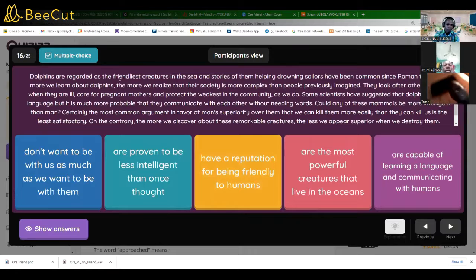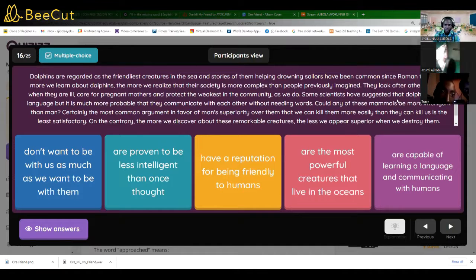Dolphins are regarded as the friendliest creatures in the sea, and stories of them helping drowning sailors have been common since Roman times. The more we learn about dolphins, the more we realize that their society is more complex than people previously imagined. They look after the other dolphins when they are ill. They care for pregnant mothers and protect the weakest in the community, as we do.